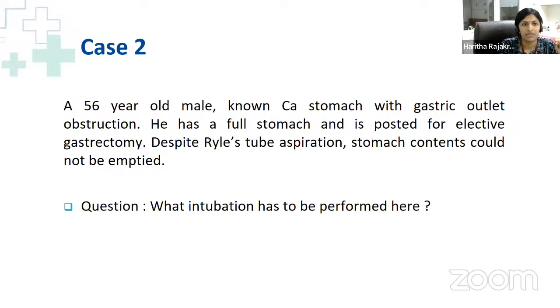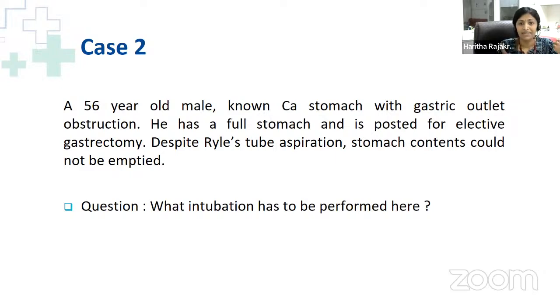So you might get confused here because I have mentioned it's an elective gastrectomy, but at the same time, the patient has a full stomach. And they have tried to aspirate it, but still the stomach contents could not be emptied. So now in this situation, what is the kind of intubation you should perform? Is it rapid sequence or is it standard intubation?